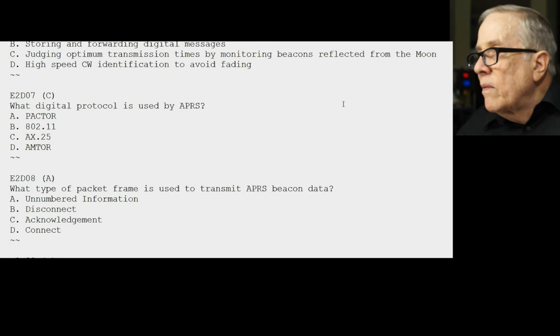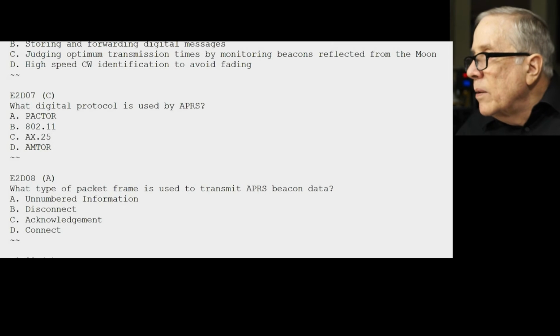E2D08, what type of packet frame is used to transmit APRS beacon data? And the answer is unnumbered information.